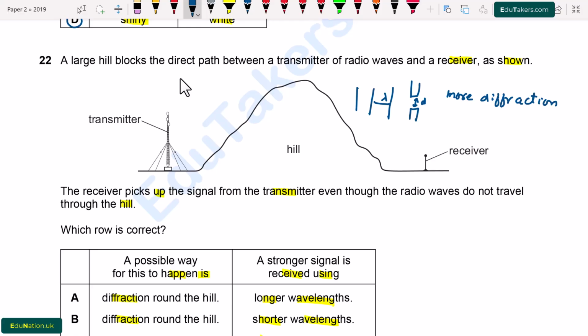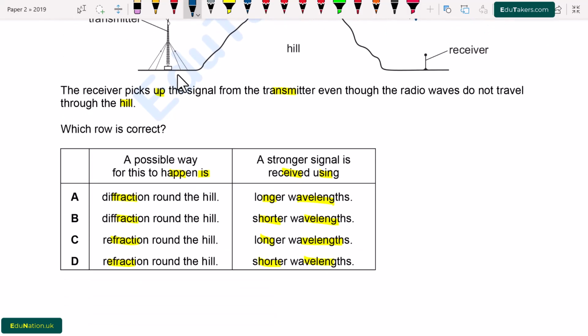Now we need to separate the transmitter signal through the diffraction. If we want to send them to the receiver and to diffract signals to the large extent, the wavelength of the signal should be large. So there will be diffraction around the hill and the wavelength should be longer. Option A is correct.